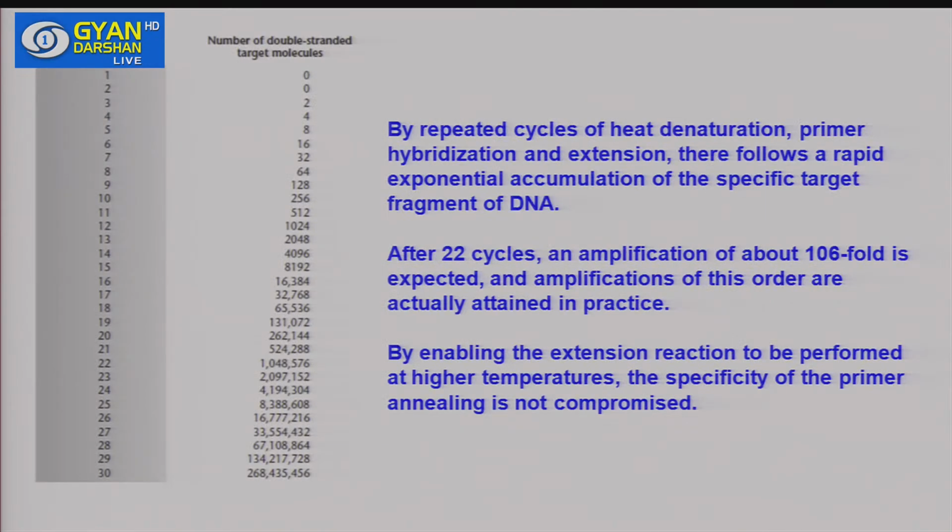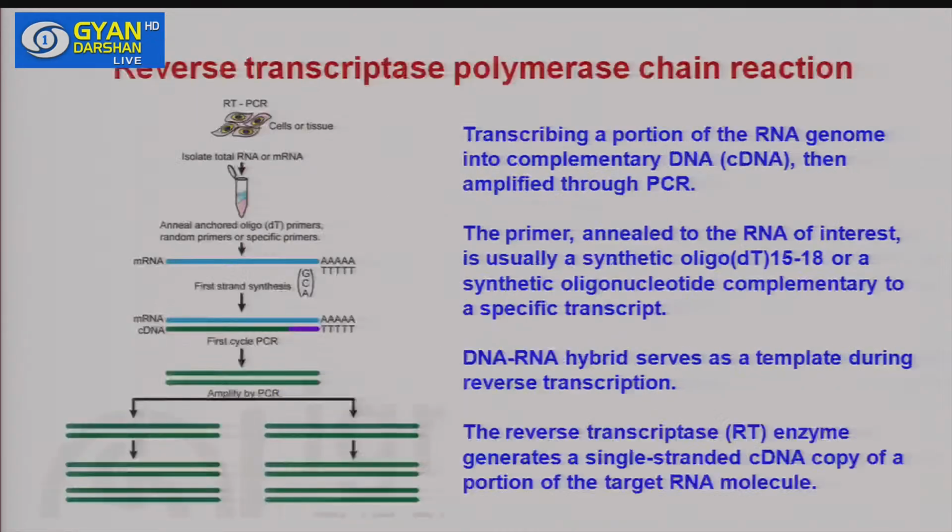And after 22 cycles, there is an amplification of about 10^6-fold. So you can get an amplified gene, and you can use it directly for the cloning purposes. So that is actually the real advantage of undergoing PCR reaction. You are amplifying a particular gene so that you can get it in a considerable copy number, and you can clone the gene.